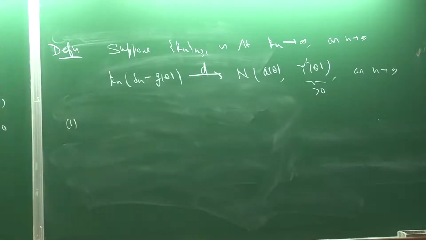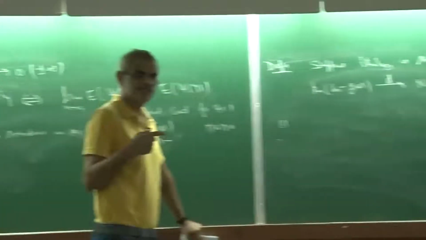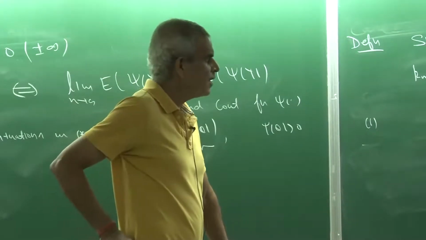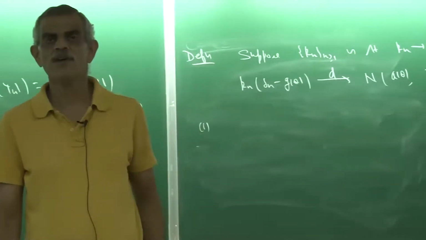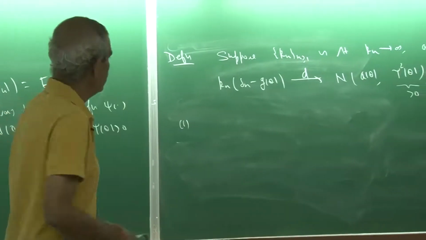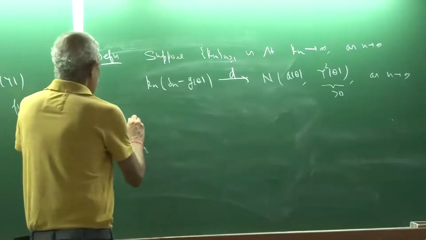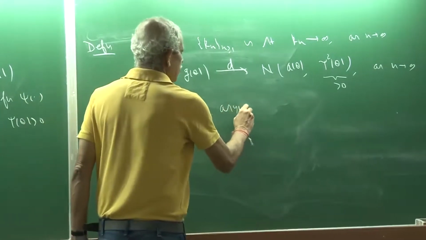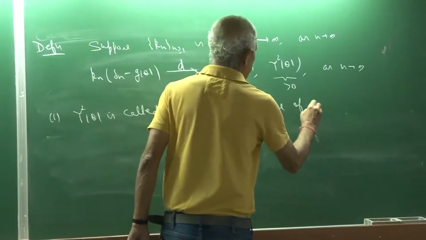Now we have defined the limiting variance. Limiting risk is the expected value of delta n minus g theta whole square. Limiting variance is the limit of the expected value of delta n minus expected value of delta n whole square. Now whatever is the variance of the limiting distribution, we will call such a variance the asymptotic variance. So if such a scenario holds, I call tau square theta the asymptotic variance of delta n.